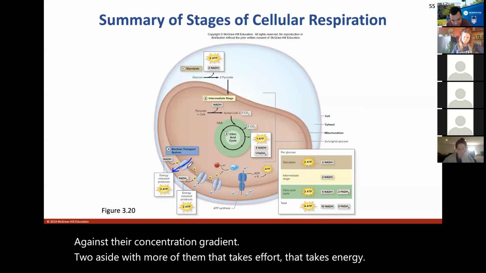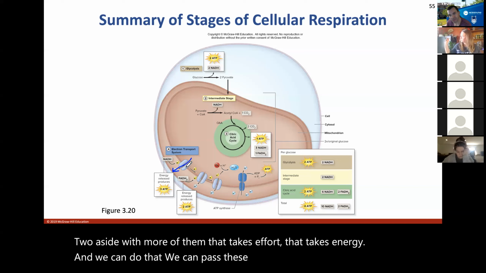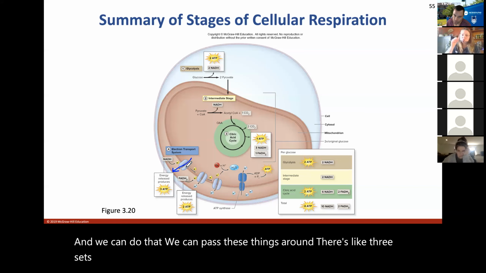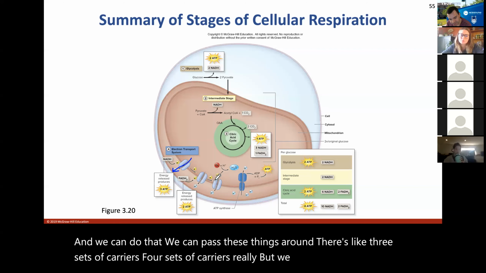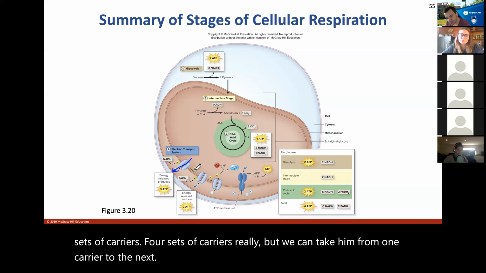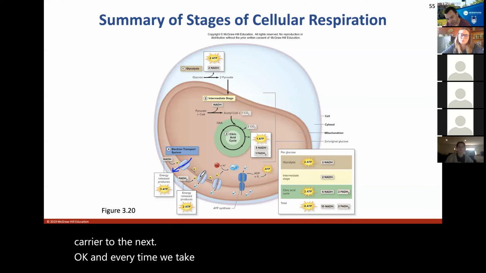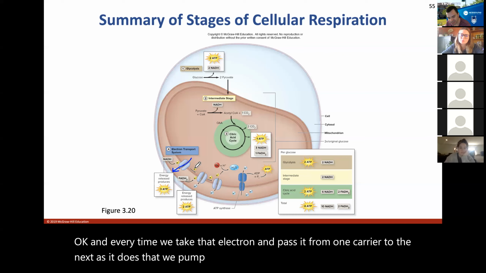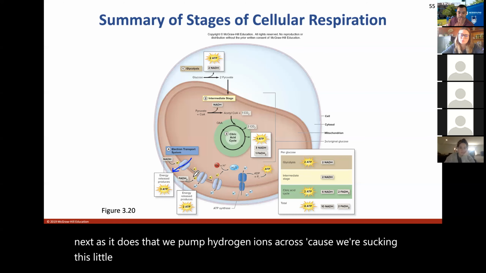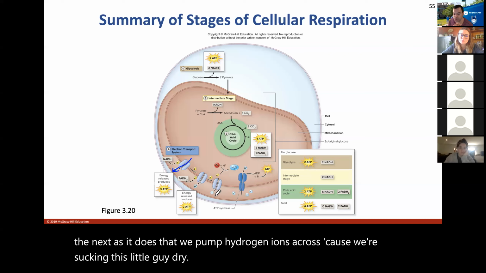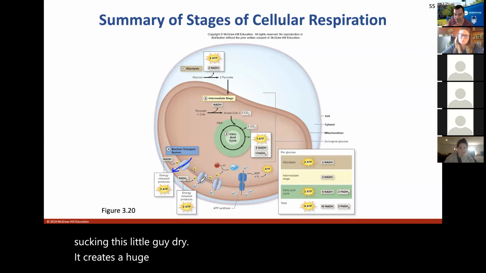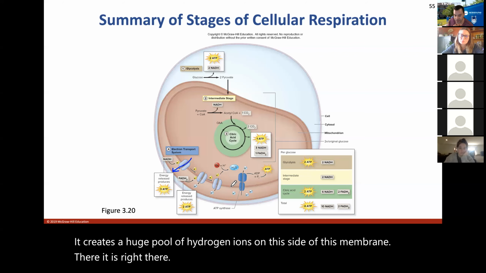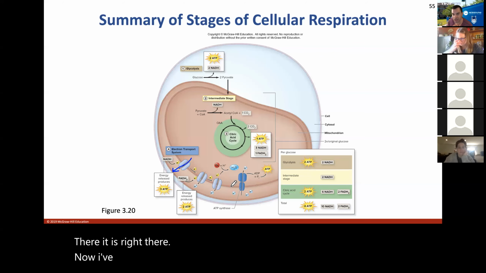And we can do that. We can pass these things around. There's like 3 sets of carriers, 4 sets of carriers really, but we can take them from one carrier to the next. Okay? And every time we take that electron and pass it from one carrier to the next, as it does that, we pump hydrogen ions across because we're sucking this little guy dry. It creates a huge pool of hydrogen ions on this side of this membrane. There it is right there. Now I've created this huge concentration gradient.